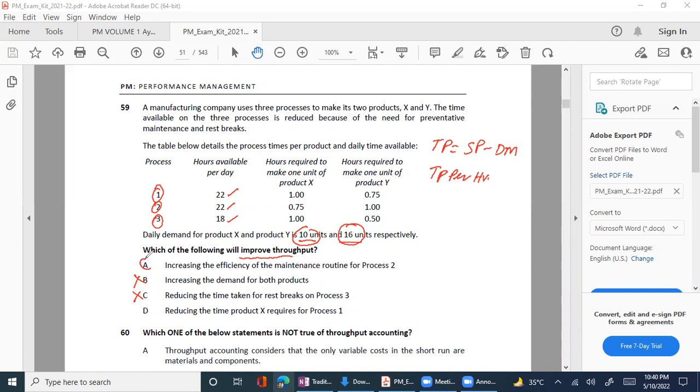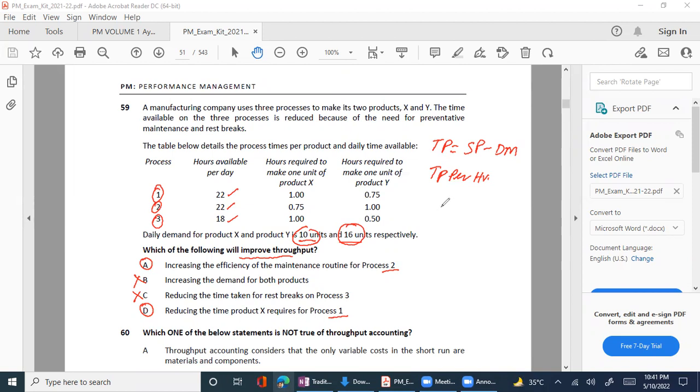Now the tie is between A and D, because if we reduce the per unit time, we will have a better ratio, better throughput. But first of all, we need to identify whether process 2 is a bottleneck or process 1 is a bottleneck, because we need to consider the bottleneck process. If we identify which process is a bottleneck, then we will be able to take the right answer, because options A and D both would result in an improvement in the throughput accounting ratio or throughput. But first we need to identify from this data which process is a binding process.